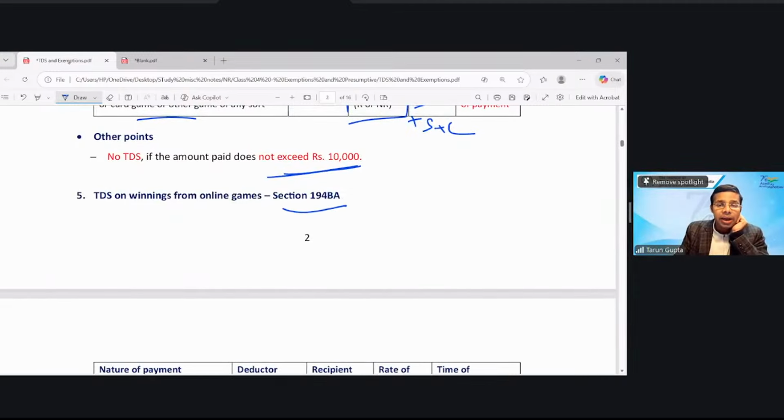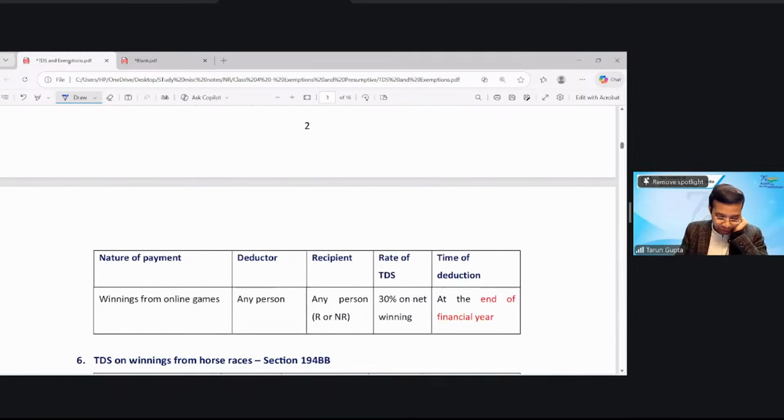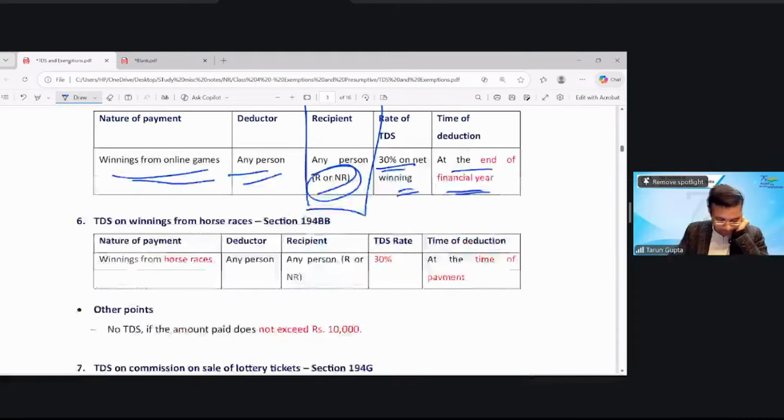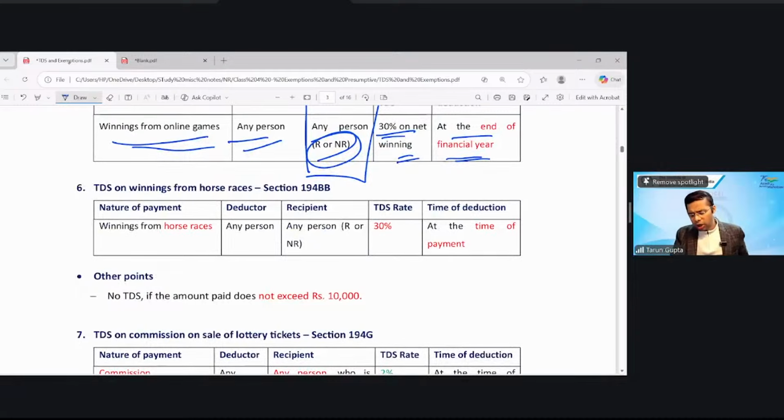Then there is 194BA, which is applicable on online lottery income, winnings from online games. Any person, recipient may be non-resident, 30% on net winnings at the end of the financial year. We are discussing this fast because we have already understood. Otherwise, each of these sections requires 10 to 15 minutes of discussion. They are in-depth sections.